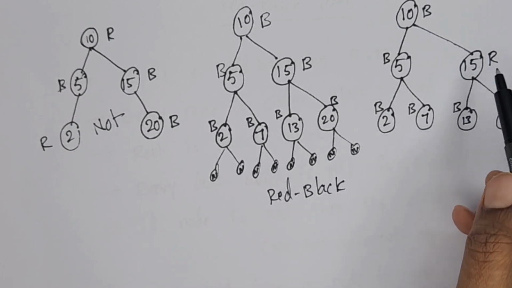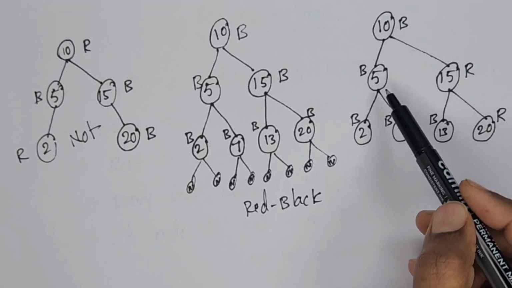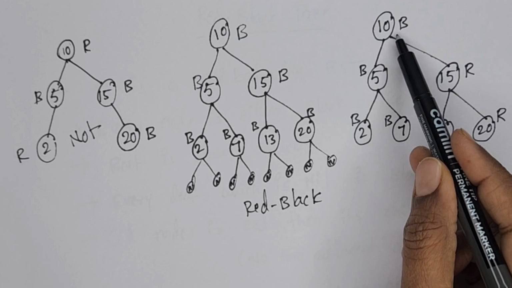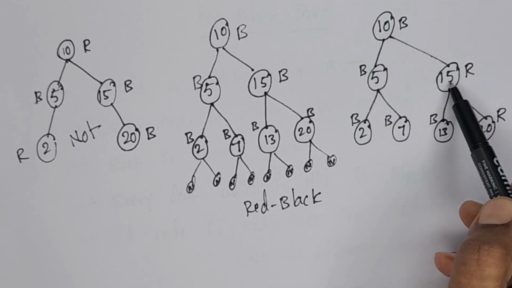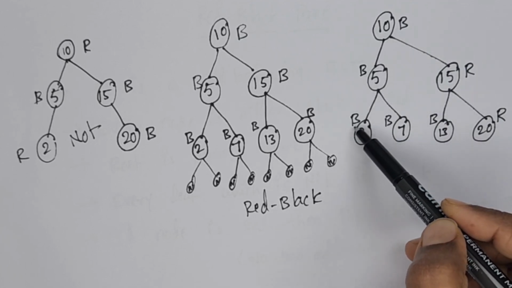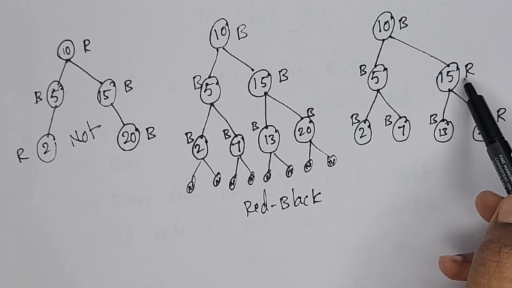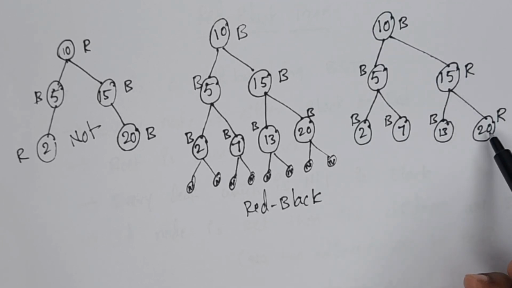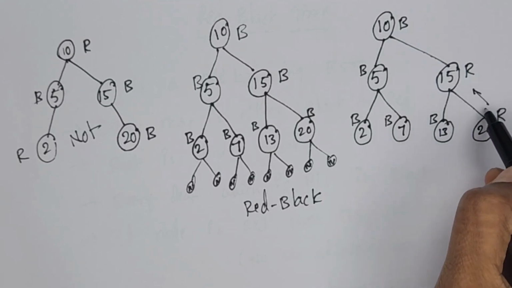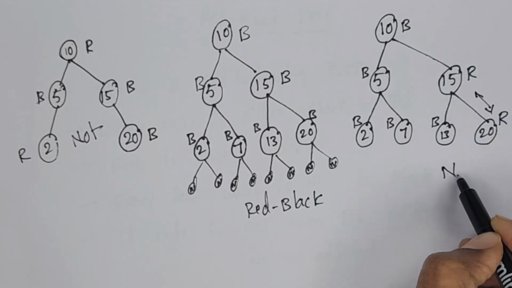And we'll take one more example. See, root is black. If root is black, parent is black, child can be black or red. Both children can be black. Now the parent is red. Child cannot be red. Child should be black. So it is red-red conflict. It is not a red-black tree.